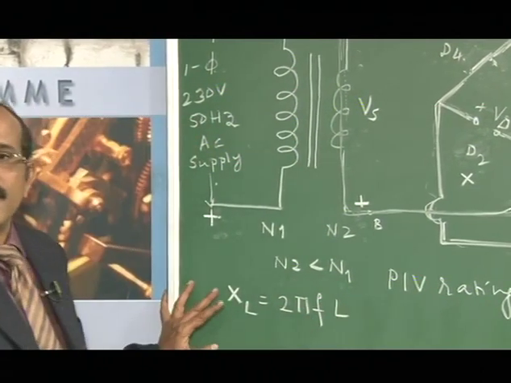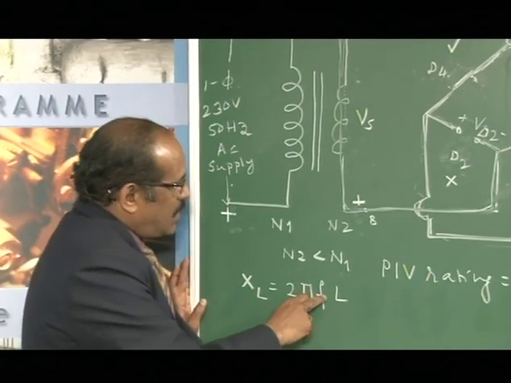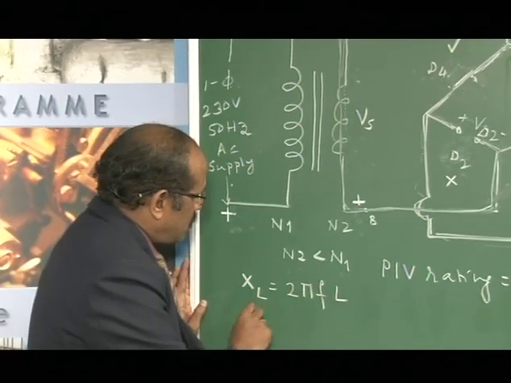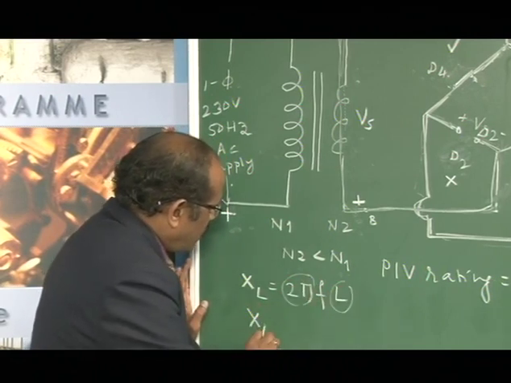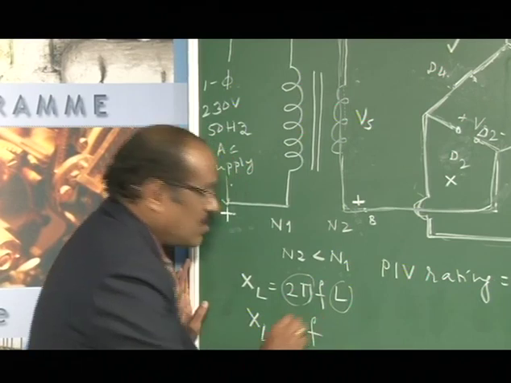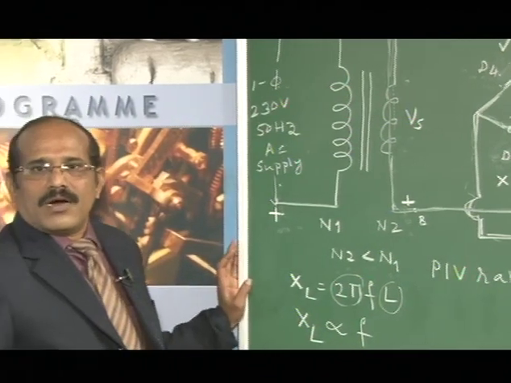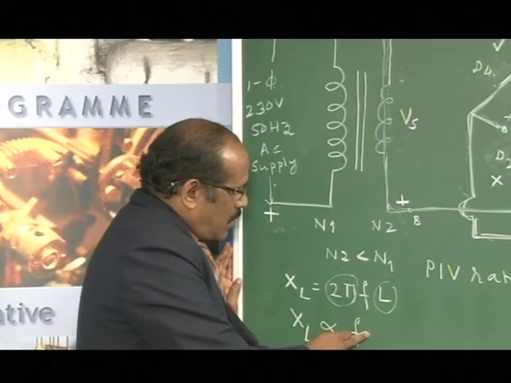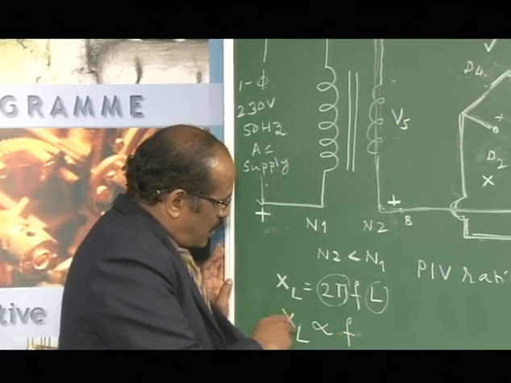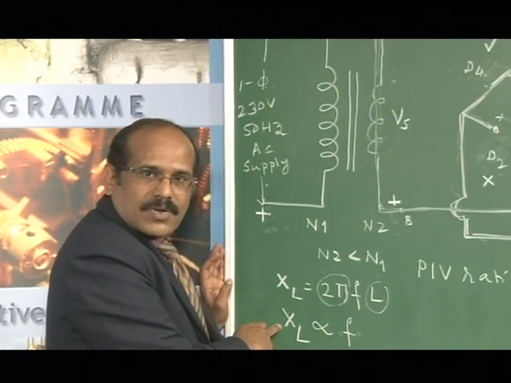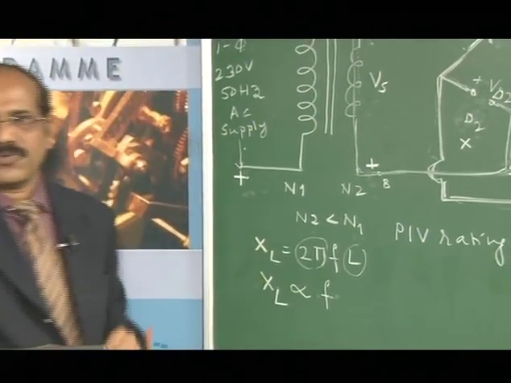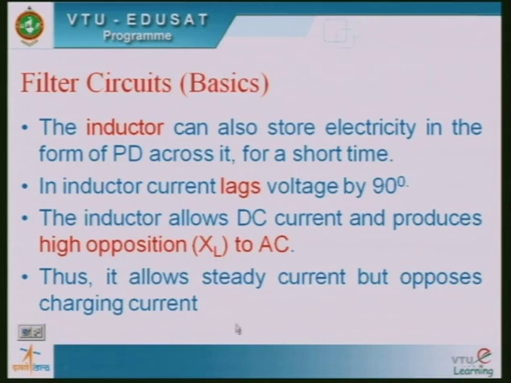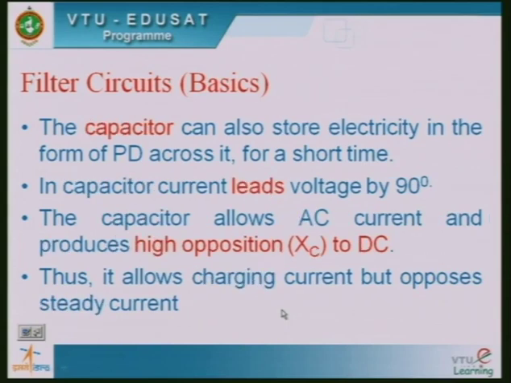So the inductive reactance is directly proportional to the frequency, because 2 pi and L are constant here. Therefore XL is directly proportional to the frequency. For AC voltage, the frequency is more compared to DC voltage, and correspondingly its reactance, that is the opposition to the AC current, will be more. So the inductor allows only the steady current but opposes the charging current.